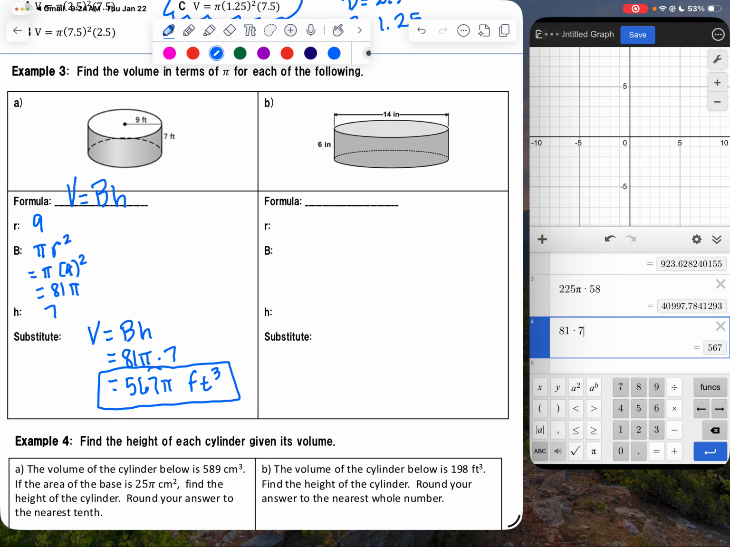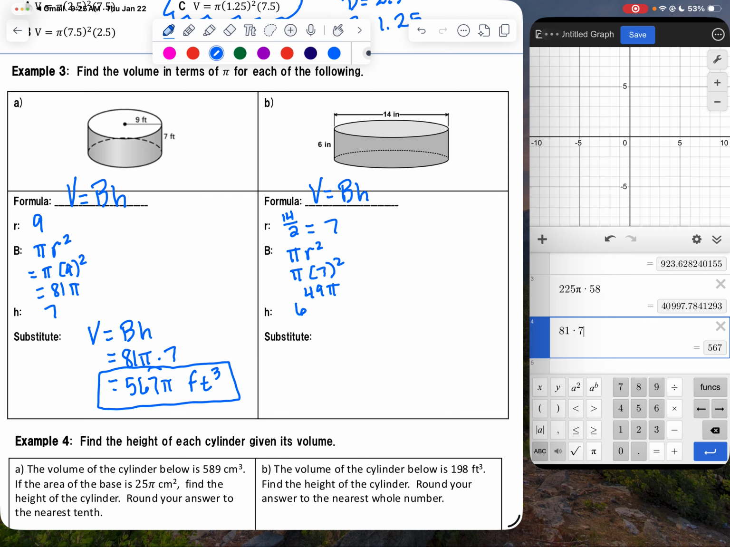All right, pause the video and try problem B on your own. All right, welcome back. Let's see, hopefully you used volume equals area of the base times the height. And you remembered to take half the diameter to get a radius of 7. The area of the base is pi r squared, so that would be pi times 7 squared, or 49 pi.